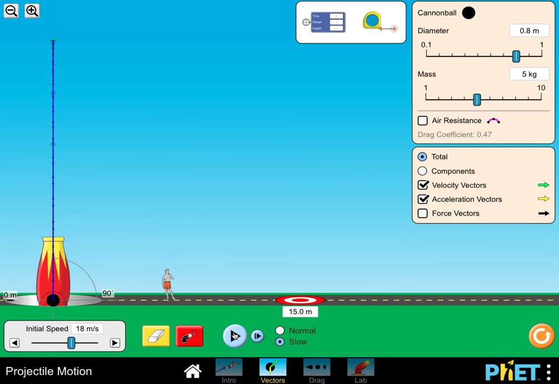You can use this simulation to explore the interplay between the velocity and acceleration vectors.